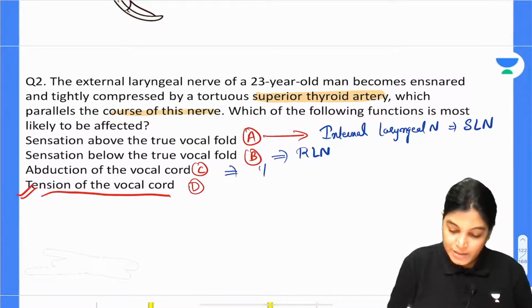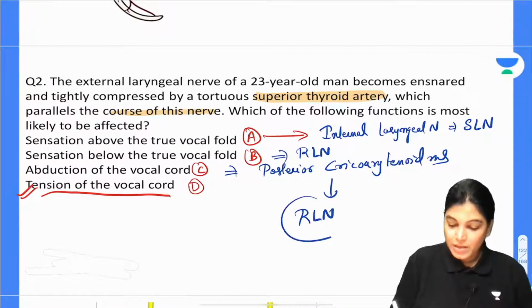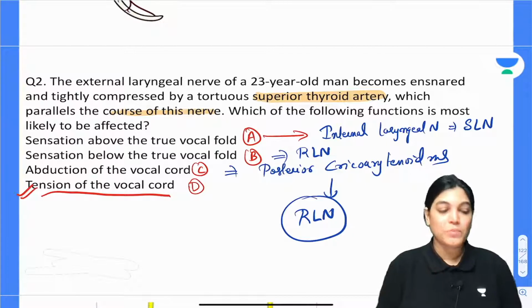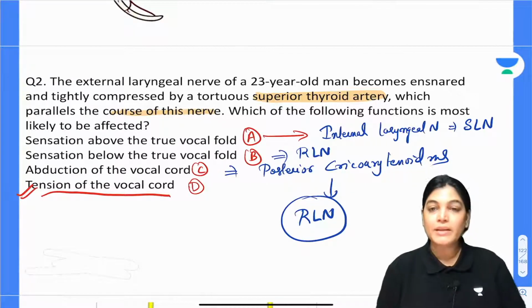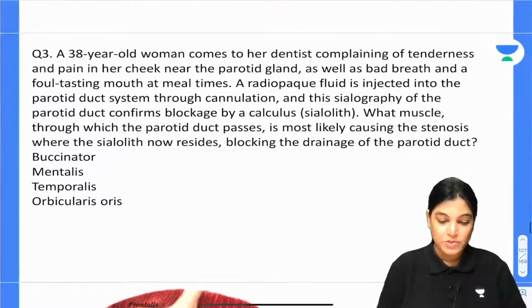Abduction of the vocal cord is done by the posterior cricoarytenoid muscle, and the posterior cricoarytenoid muscle is getting innervation from the recurrent laryngeal nerve. Got it? Got it everyone? Okay, now let's move on to the next MCQ, that is question number 3.